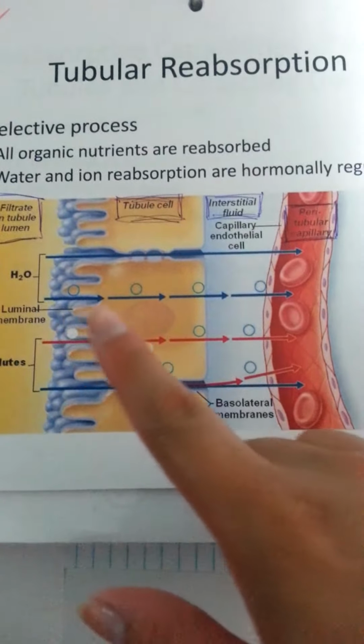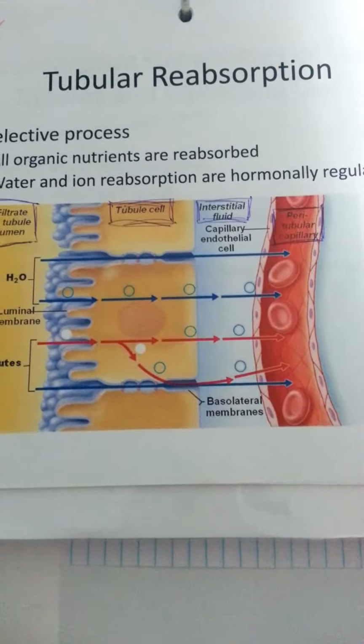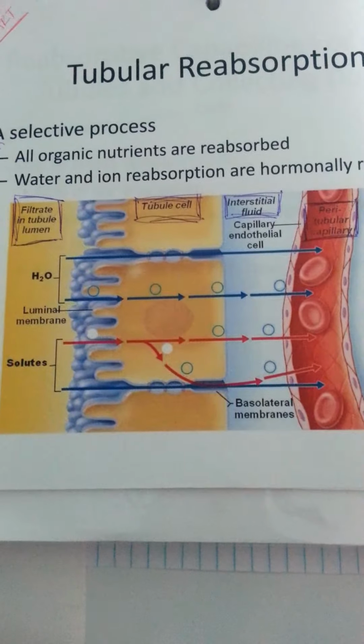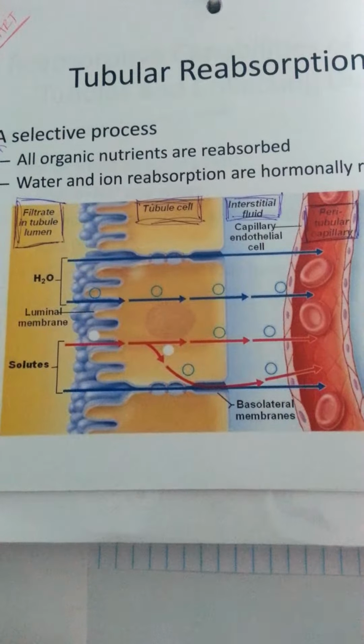As you can see, we have H2O here. The blue lines here indicate passive transport. The red line of the solutes right here indicates the active transport. Okay?